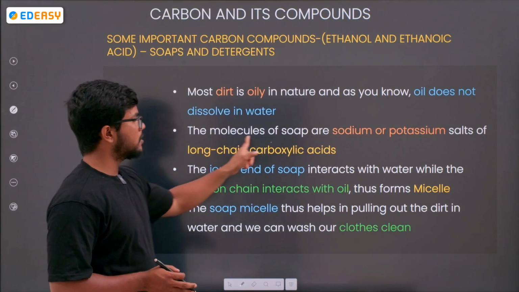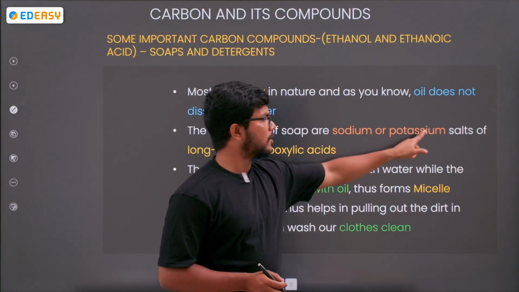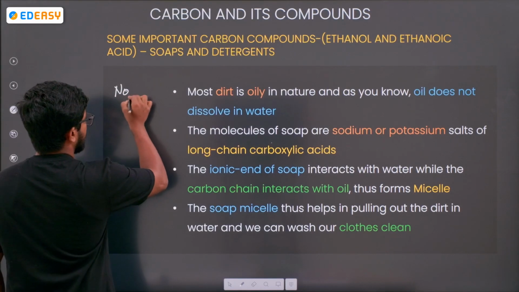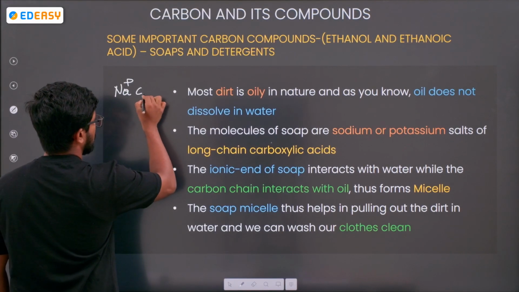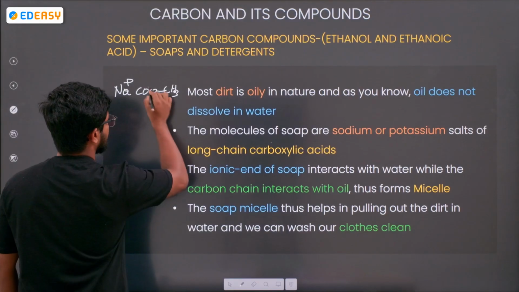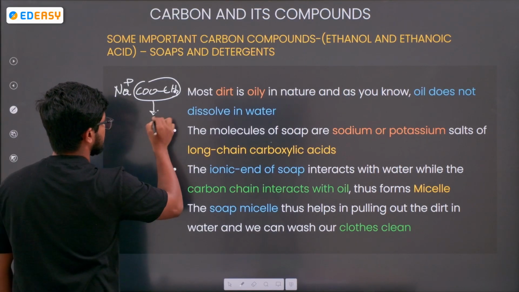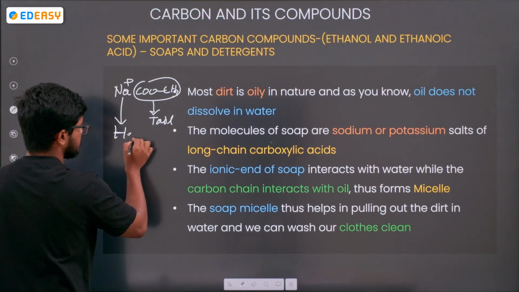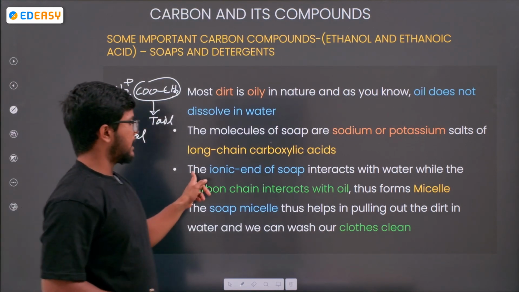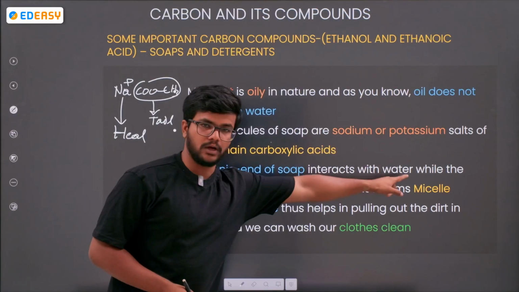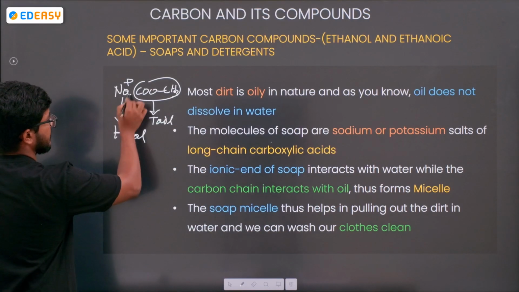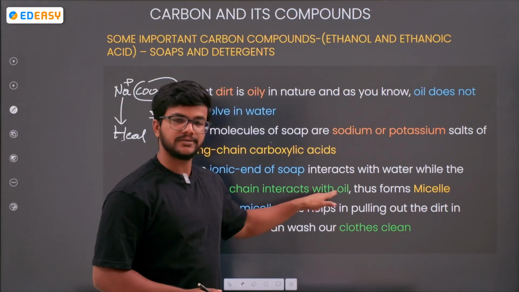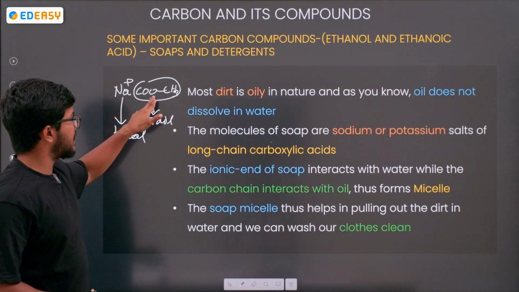So the molecules of soaps are sodium or potassium salts of the carboxylic acid. Na is the head, and the remaining COO and CH3 is the tail. This is considered as the head. Here the ionic end of the soap interacts with the water. This is called the ionic end. This interacts with water, and the carbon chain reacts with the oil. So this carbon chain reacts with the oil.